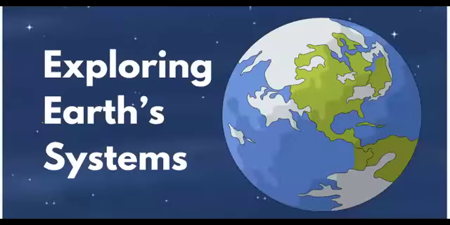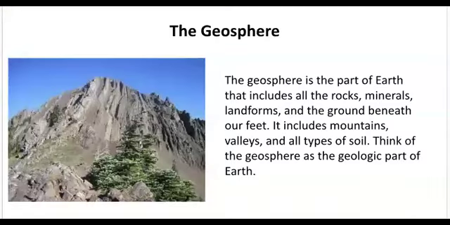Let's briefly talk about Earth systems and proxy data. So, Earth systems are those big, big spheres where we talk about processes happening. And the first is the geosphere. So, it's the part of the Earth that includes all the rocks, the minerals, the land, everything that's beneath the ground and our feet. So, mountains and valleys and soil. It's all of the geology that we study, the geosphere.